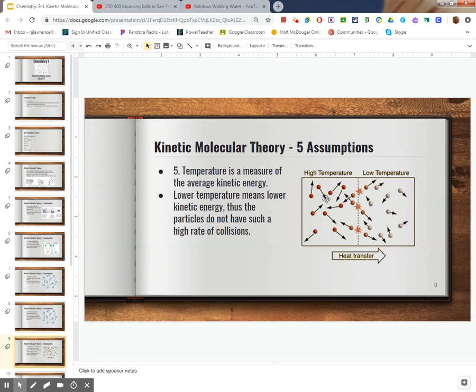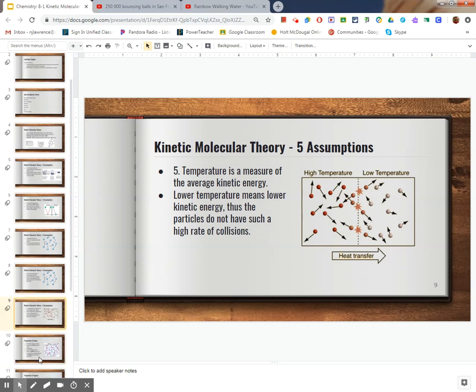At a high temperature, we're actually giving these guys energy to bounce off each other more freely, and their movement is much more random and rapid. And so again, high temperature, we have a high rate of collision, low temperature, low rate of collision. And again, depending if something's behaving ideally or real, will depend on how many collisions they're having. So those are the 5 assumptions.